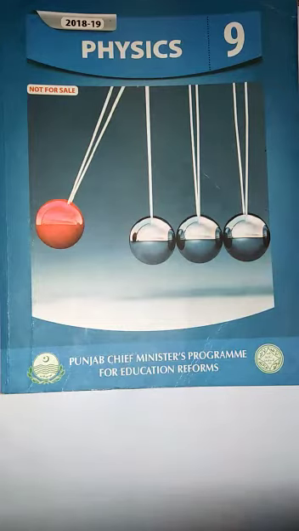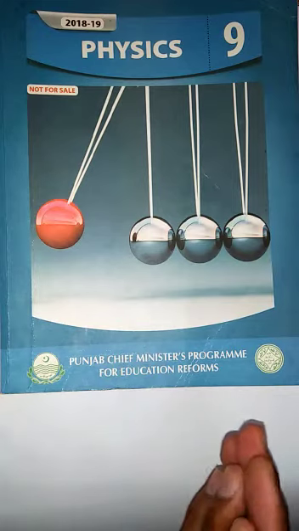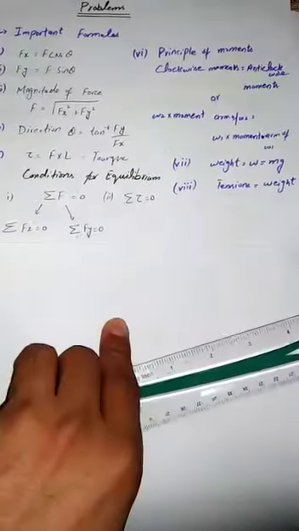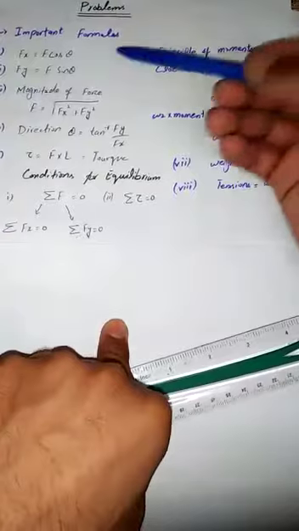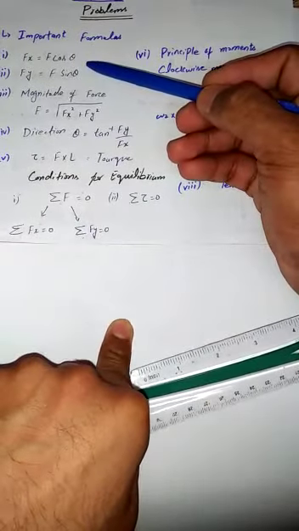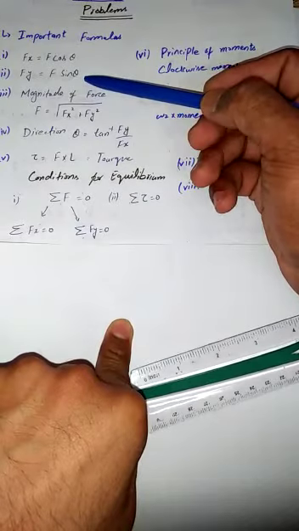Today we will solve other problems from unit number 4 exercise. For this we have some important formulas like we had before, and in addition there are some new formulas, and then we will solve our problems. Here are the important formulas. First is the rectangular components: Fx is equal to F cos theta, Fy is equal to F sin theta.